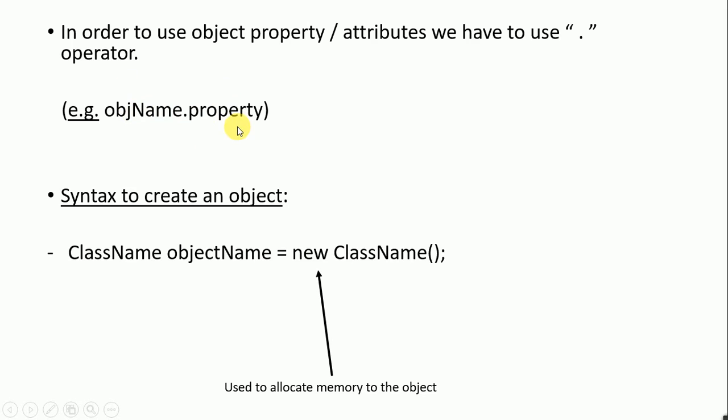Okay, so here is the syntax to create an object. First of all, you have to specify your class name, then your object name, then equals new. Now this new is a keyword which is used to allocate memory to the object. Okay, and then after new you have to specify your class name again and then parentheses. So this is what class and objects are. So let me show you one example of class and object now.